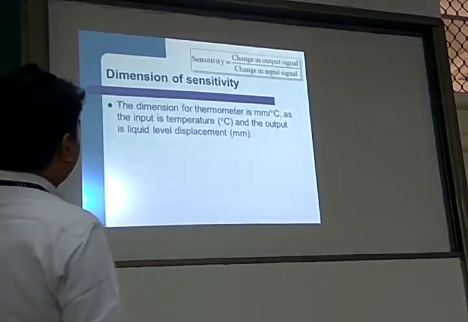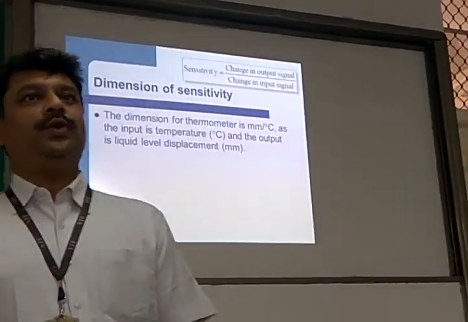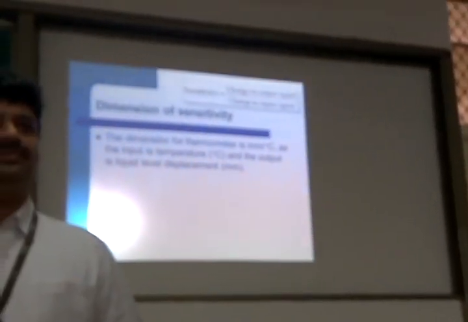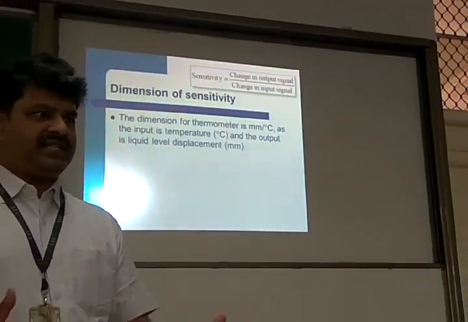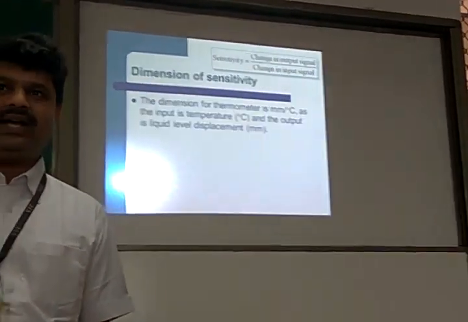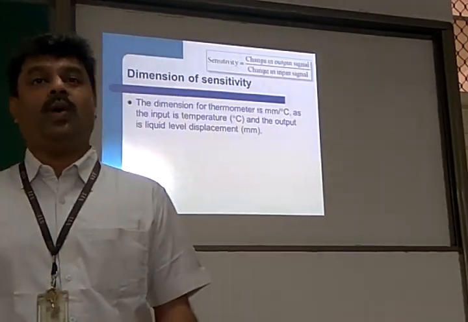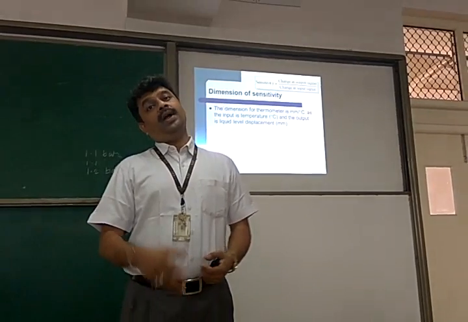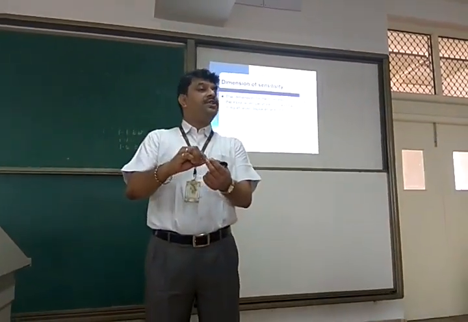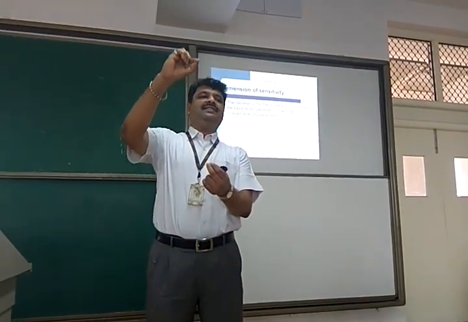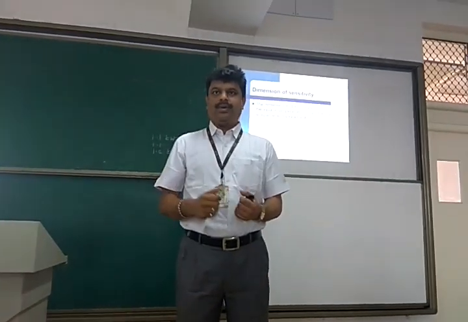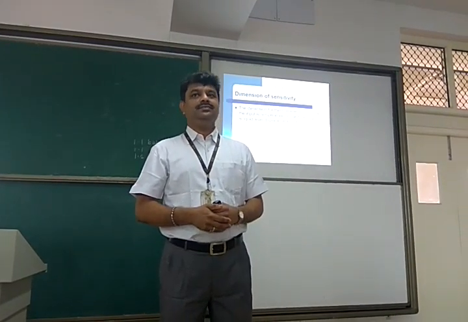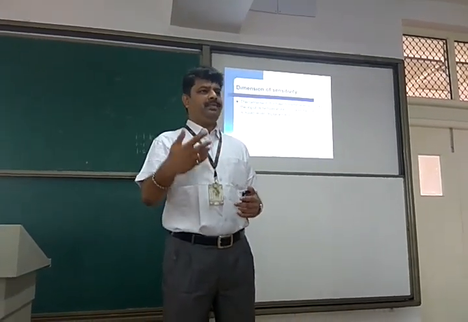But take a thermometer. What is the input? We are giving temperature as the input, isn't it? We are giving heat input. We would like to know what the temperature is. So the temperature in degrees Celsius is the input. What is the output? Proportional to the temperature, the liquid level increases in the thermometer. So the output is measured in terms of some height units, maybe mm or something like that.